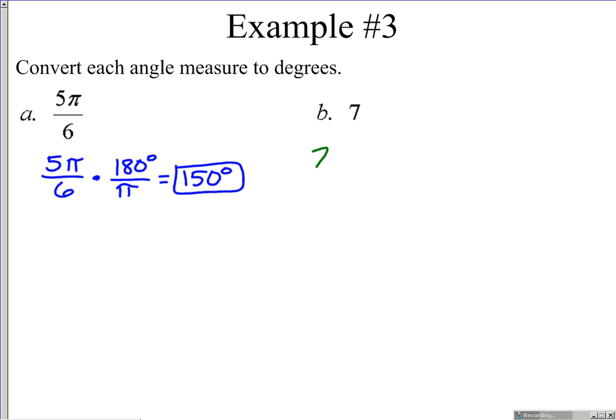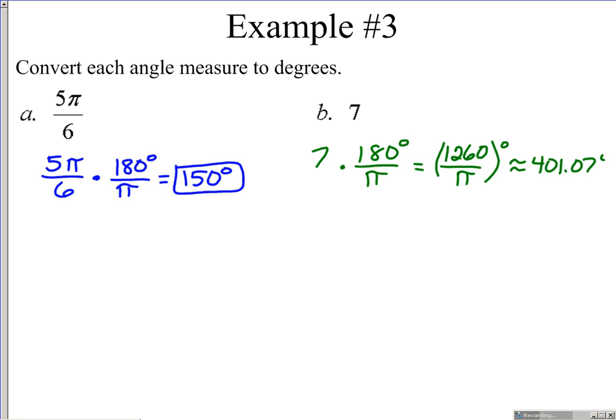Do not get confused. A lot of students look at this and think it has to be a degree measure because there's not a pi involved. Okay, pi does not necessarily have to be involved in a radian measure. This is 7 radians. I want to convert it to degrees, so that's 180 over pi. We multiply straight across. We get 1260 over pi degrees. There's our exact solution. If we plug that into the calculator, take 1260 divided by pi, it's approximately 401.07 degrees.